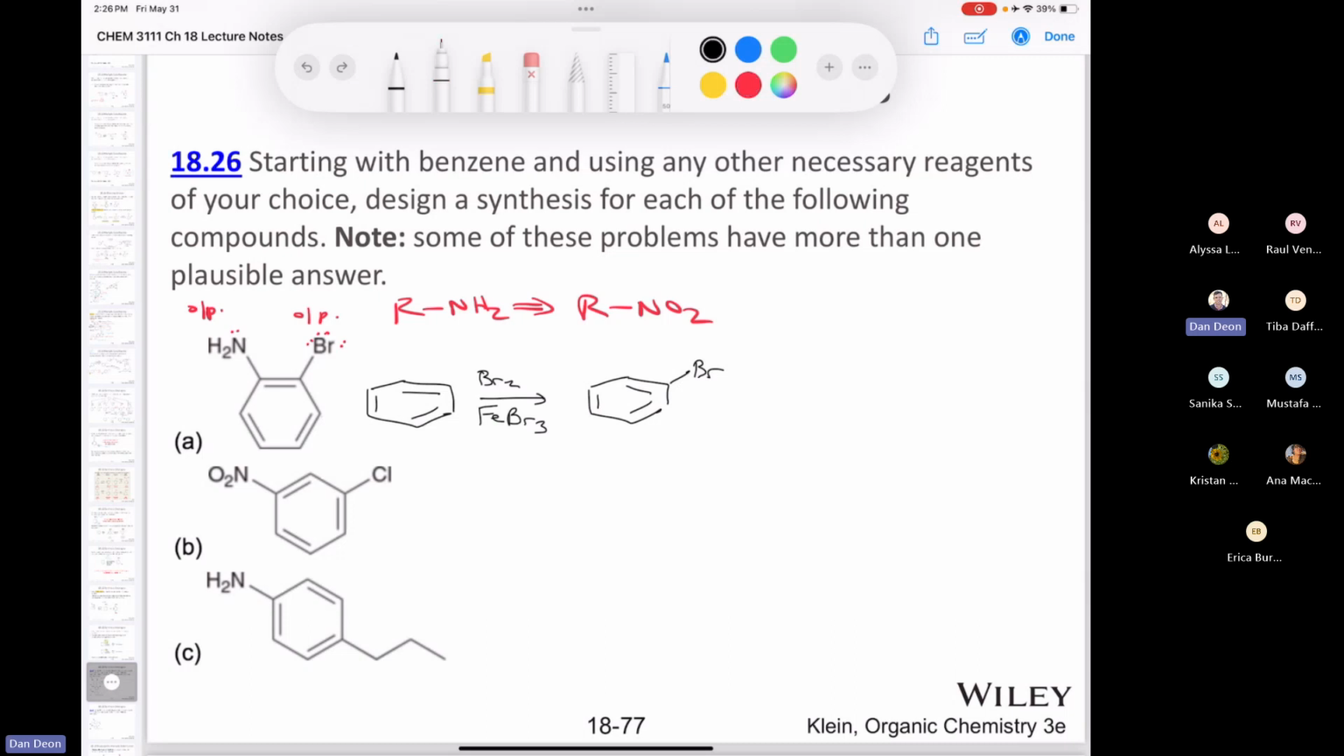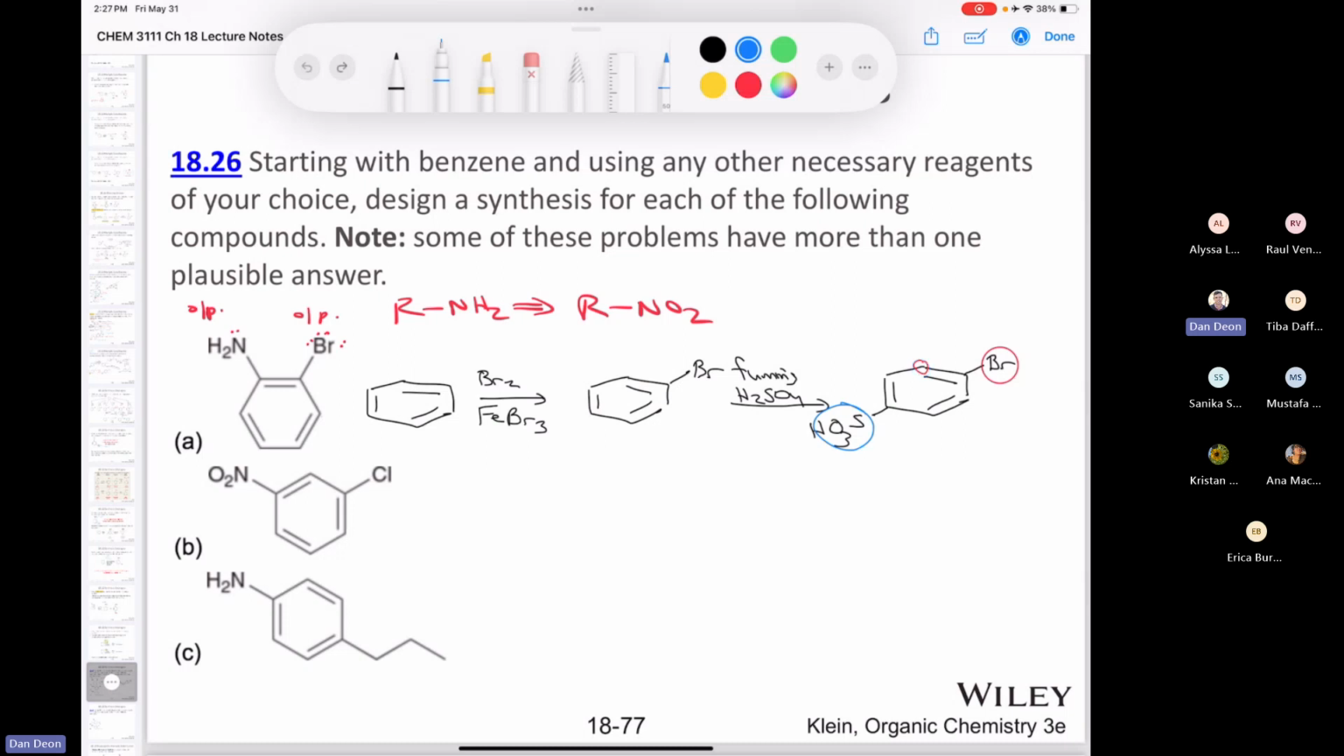Okay, so let's do that. So we'll put in some fuming sulfuric acid, fuming H2SO4. All right, so let's see here. So we'll put in our sulfonic acid. We'll do it like that. There we go. And so now the bromine is going to direct to the ortho position, and the sulfonic acid is going to direct to the meta position. So they're both directing to the same position.